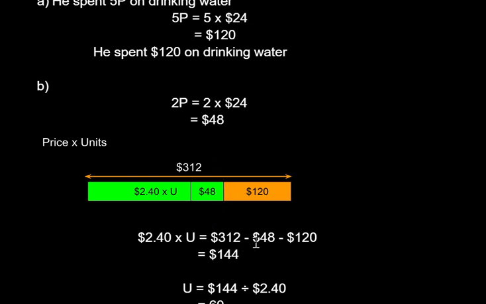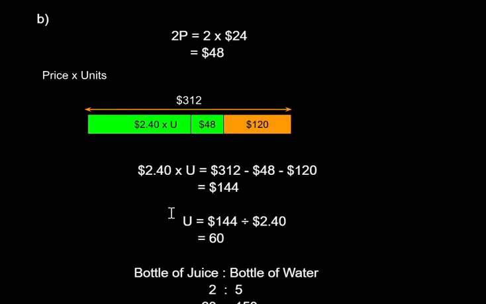So now we know 312 minus 48 minus 120, that means 144, has to be equal to 2.40 times the number of bottles of juice, u. So u is equal to 144 divided by 2.40, which is 60. So now we know that he has bought 60 bottles of juice.